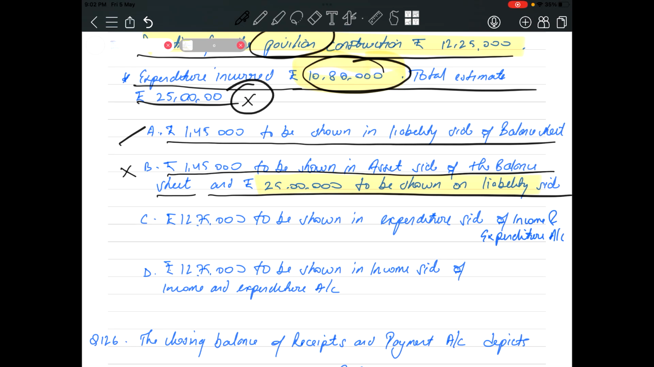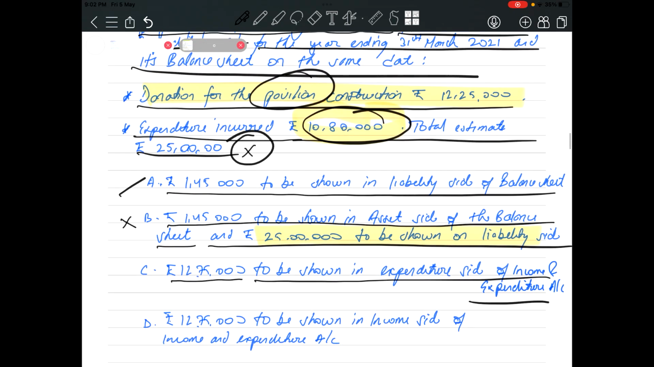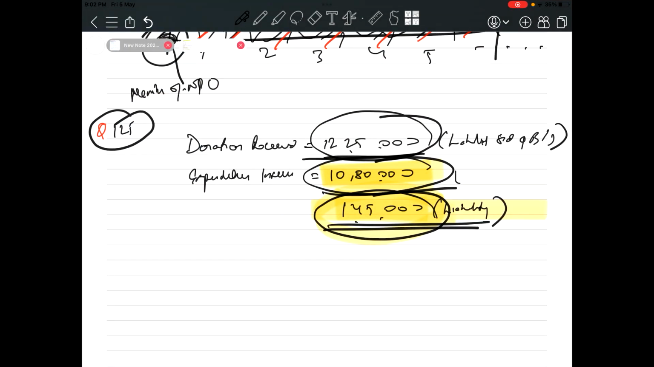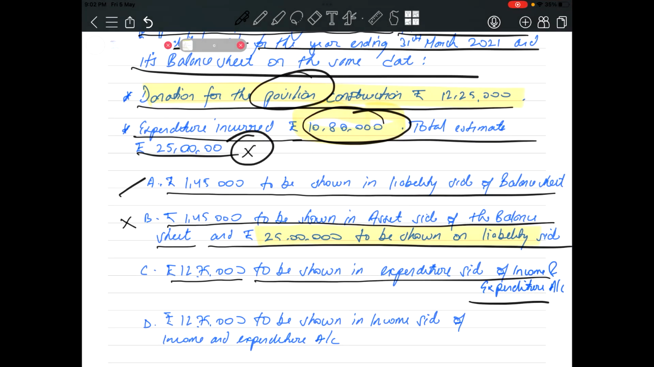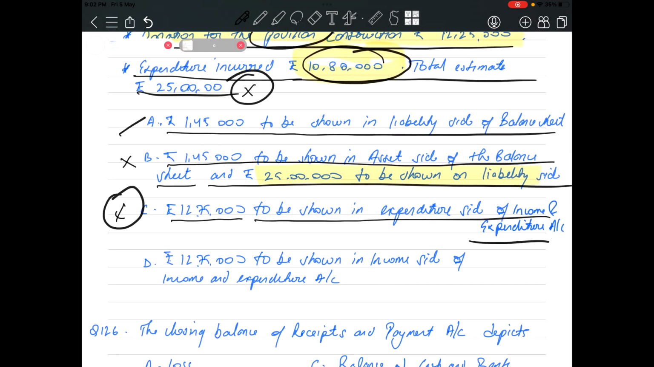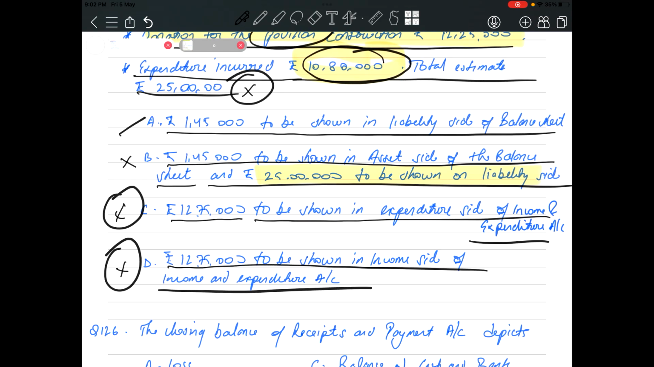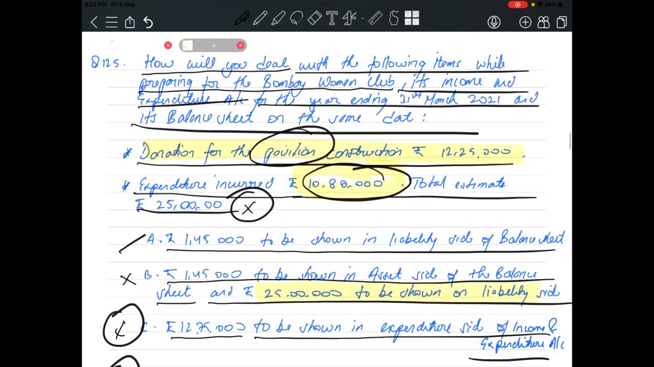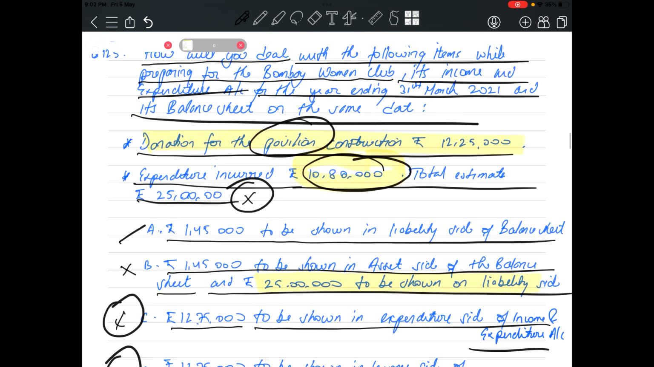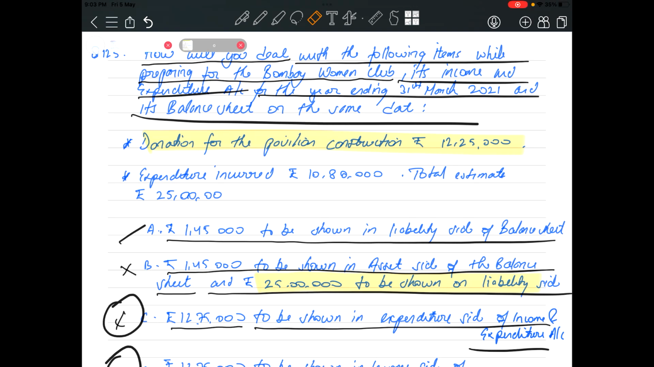Now option C, 12,75,000 to be shown on the expenditure side of the income and expenditure account. The expenditure is 10,80,000, right? I don't know from where they have calculated this, so this option is also not correct. Option D, 12,75,000 to be shown on the income side of the income and expenditure account, is also not correct. So what is the correct answer for question number 125? The correct answer is option A.